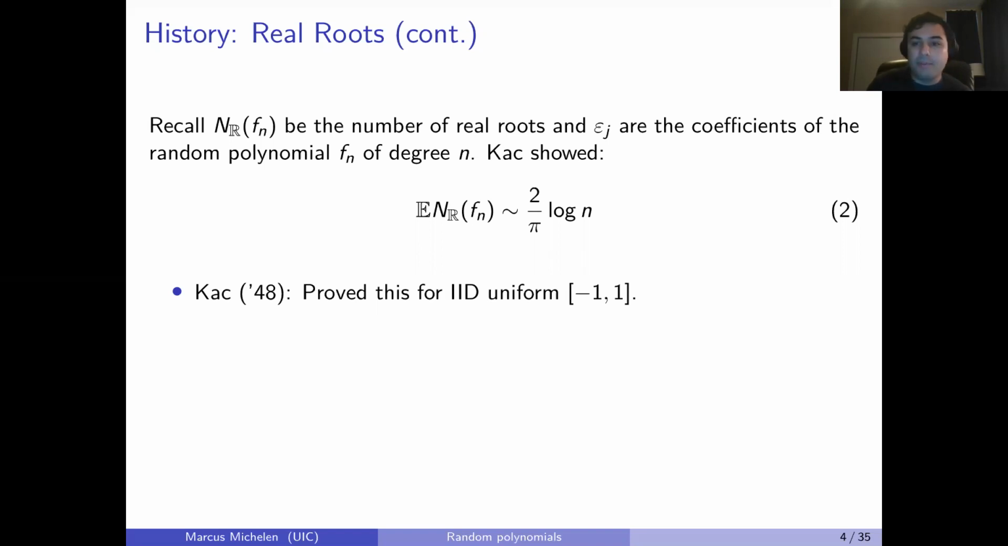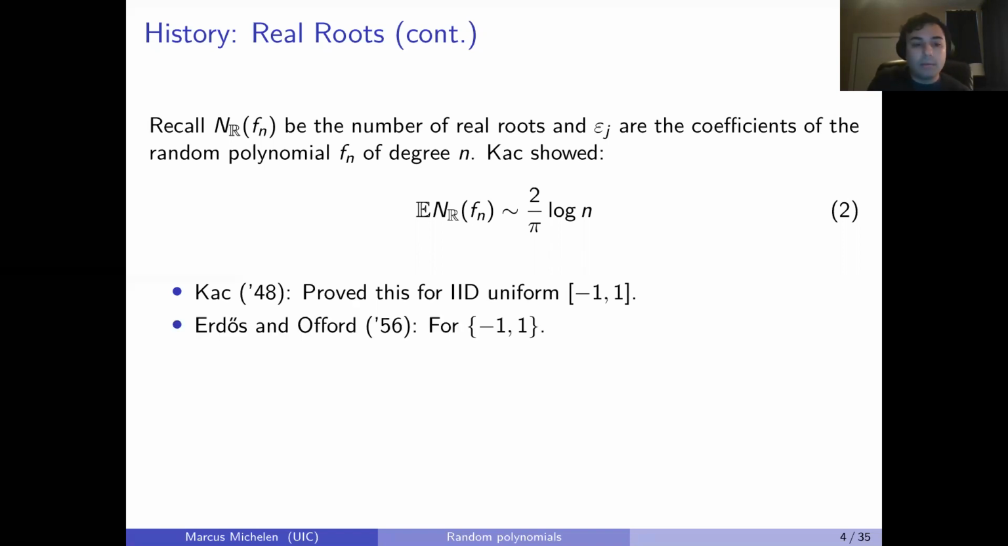So after Kac proved this for uniform between -1 and 1, Erdős and Offord proved it for discrete random variables, -1 and 1. And here, they weren't able to show an exact form for the expected value, although the Kac formula does give you such a form, it just isn't necessarily super tractable. What they ended up doing here was counting sign changes in very small intervals.